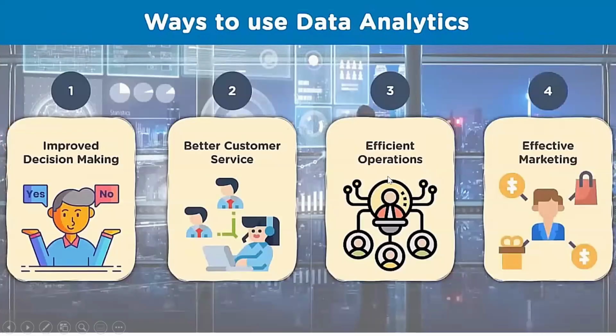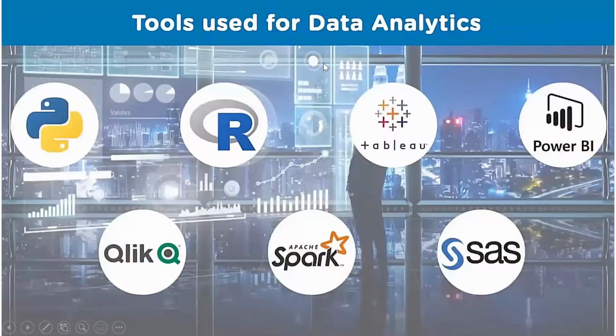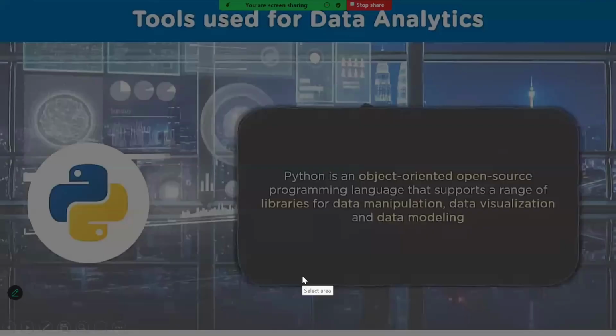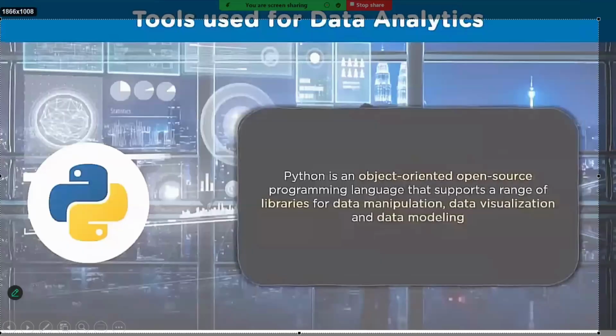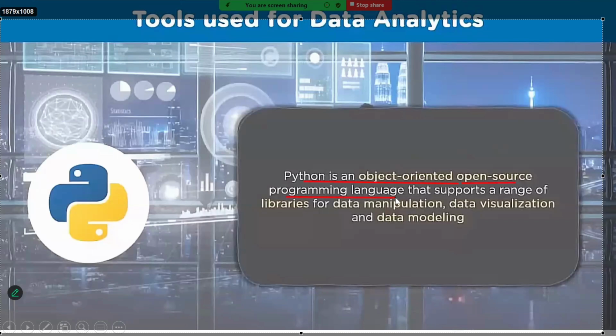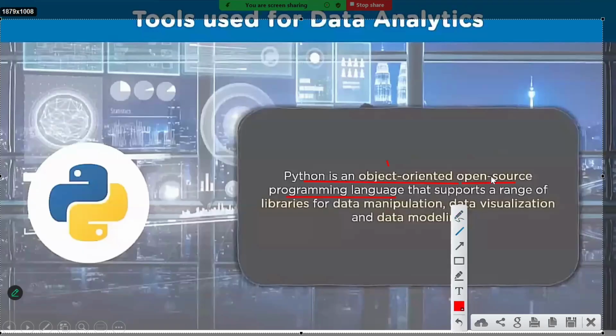Okay. So what are the tools that will be used for data analytics? Python. Just now I have shown you an example with Python. So what is Python? Python is an object oriented open source programming language, guys. So why do we use Python? First point, it is object oriented. Second point, it is open source. Open source means free of cost, everybody can use, and it supports a range of libraries for data manipulation.